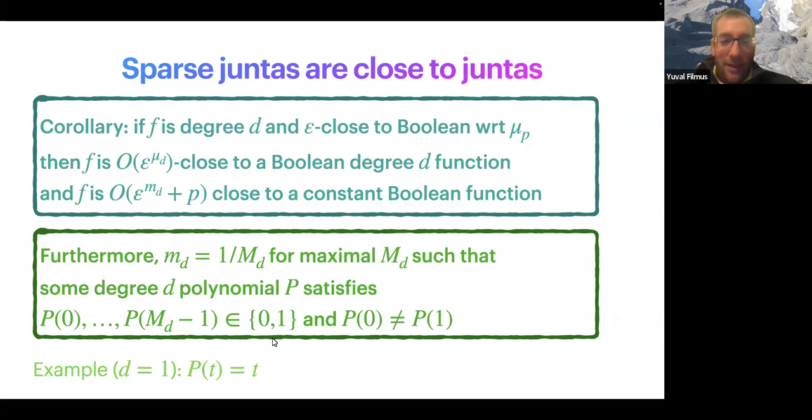Okay, so as an example, when d is equal to 1, then we saw that this optimal exponent is 1/2. I didn't say, but this value here is optimal, so you cannot get anything better. So in this case, this polynomial is the boring polynomial, which is just the identity. You can see that p of 0 is 0, and p of 1 is 1, and p of 0 is different from p of 1. So this gives us capital M1 equal to 2, and indeed this exponent is 1/2. For d equals 2, it's more exciting, but this is in the paper if you care to look.